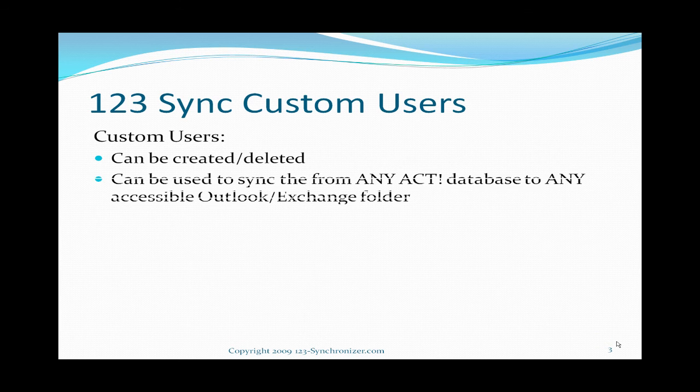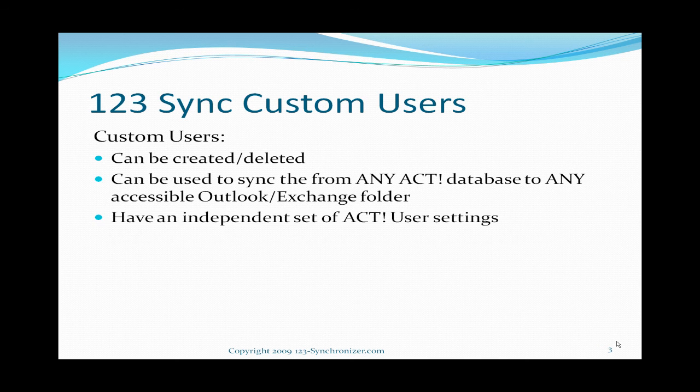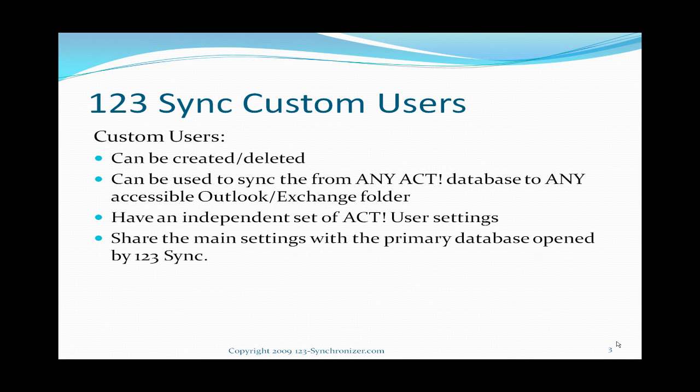To summarize, let's go through a few of the primary properties of 123 Sync Custom users. They can be created or deleted in the list of the 123 Sync users. They can be used to sync any ACT database to any Outlook Exchange folder. They have an independent set of ACT user settings, so any user settings that you access on 123 Sync are available for you. They share the main database settings, therefore any field mapping, any customization that you've made, is shared with the main database.